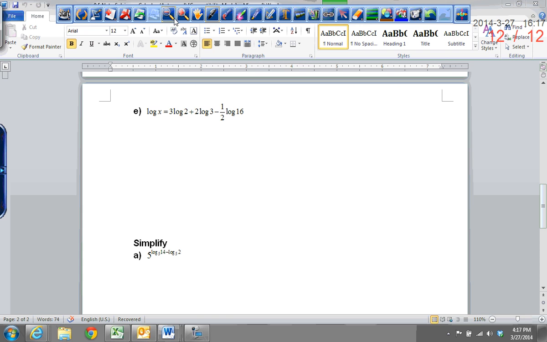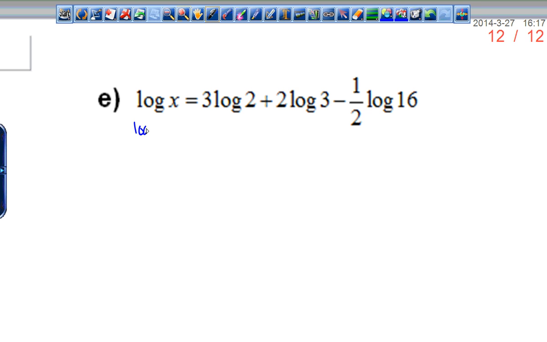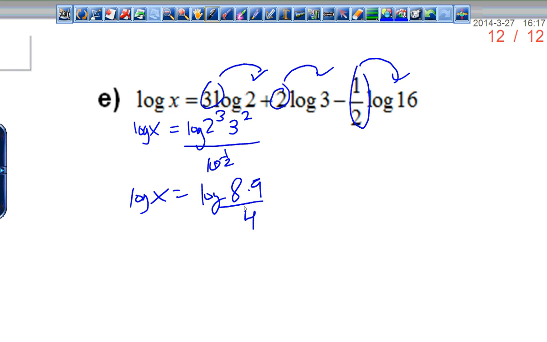Letter E is probably the most challenging because we have to draw in all of our different laws that we learned the other day. So on the left-hand side, I don't got anything to work with. Over here, though, I got log of 2 cubed. So anytime you see a coefficient, remember, that's going out in front, or going out behind, excuse me. Then I got plus, so remember plus means multiply, 3 squared. Minus means divide, 16 to the 1/2. Then let's just see if we can figure out what number that is. So I got log of 8 times 9 over 4. So 8 times 9 is 72, over 4 is 18. And just like that other one, x has got to be 18.